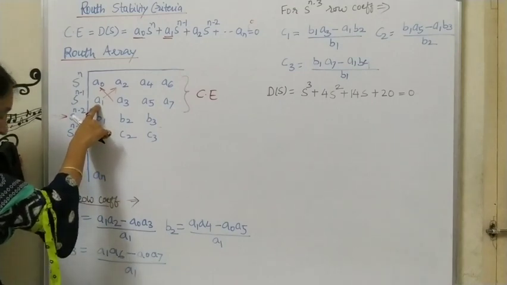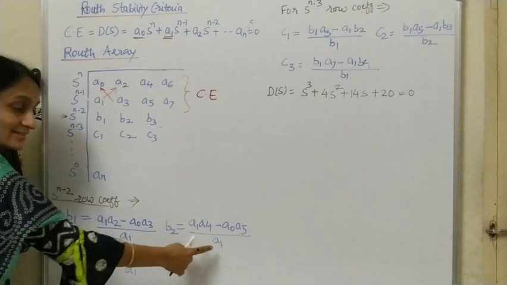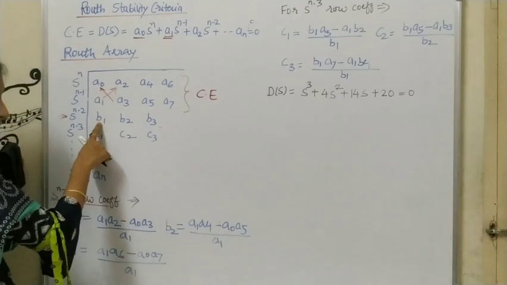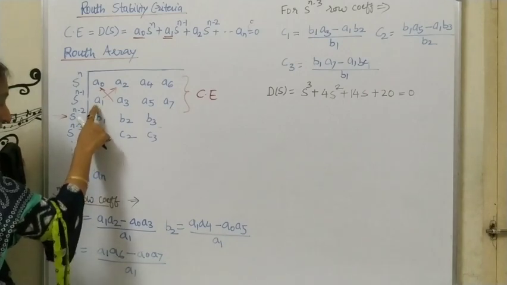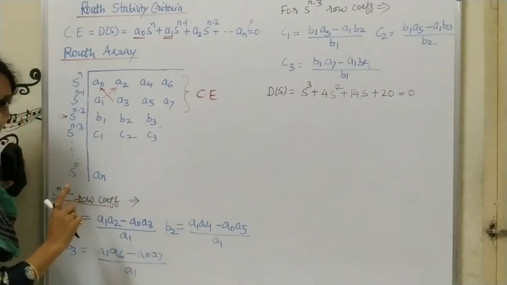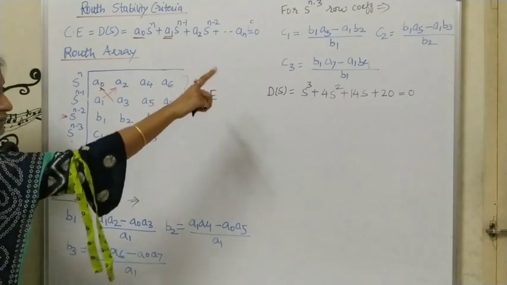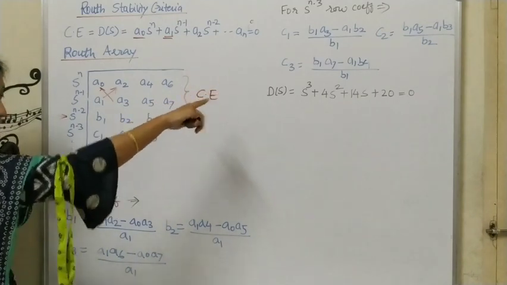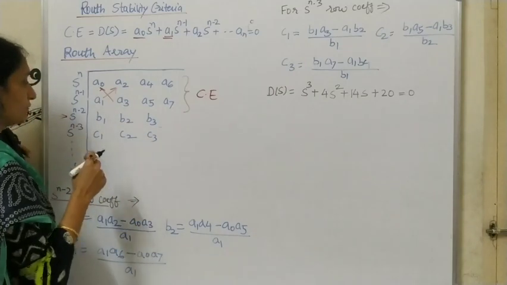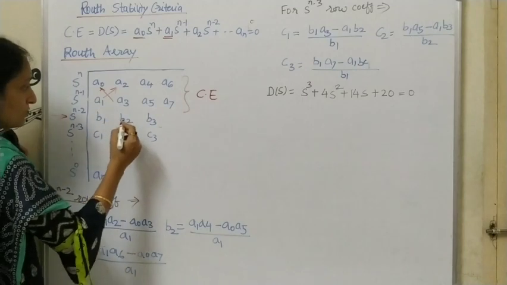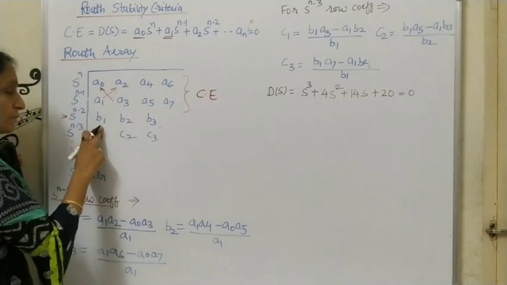Just look at this, B1, B2, B3. Here the denominator is the same when we are calculating the values of the third row. The denominator is a1. Similarly, for the next also, the denominator for all these three formulas is the same. So first we will complete this third row, then we will come to the next. Now we have calculated B1. Again I am repeating what B1 is.